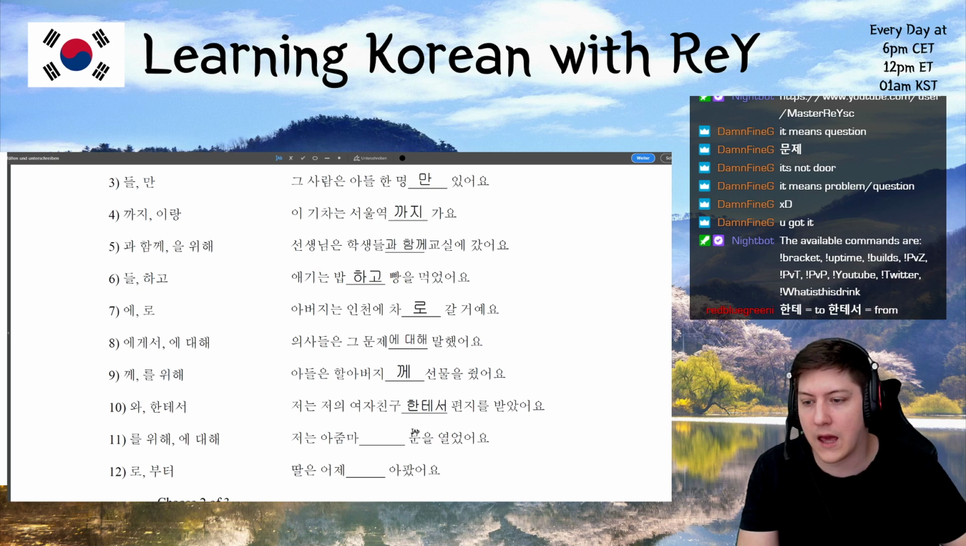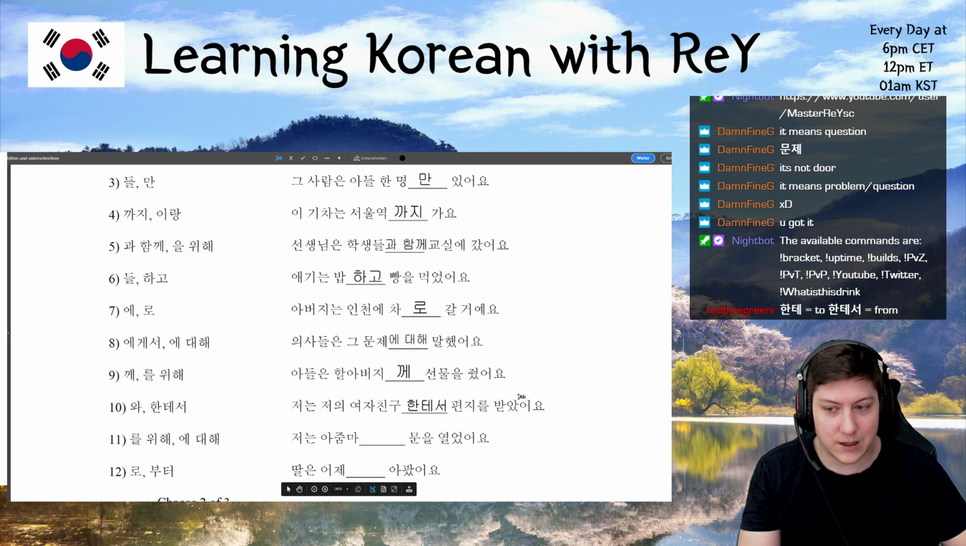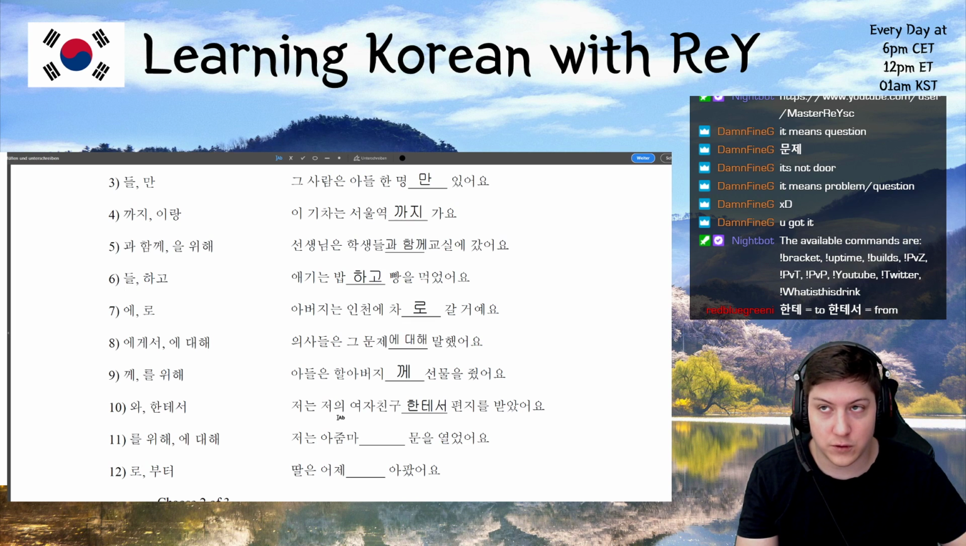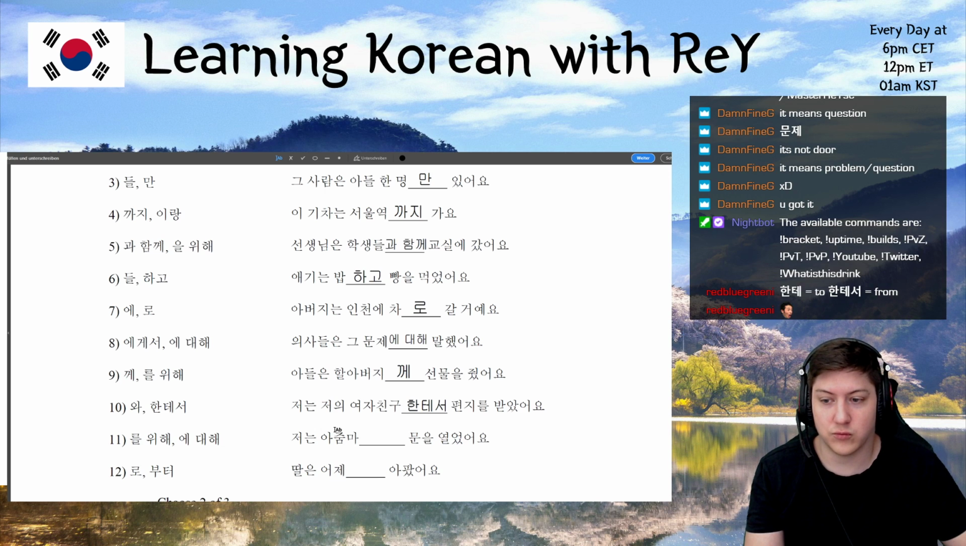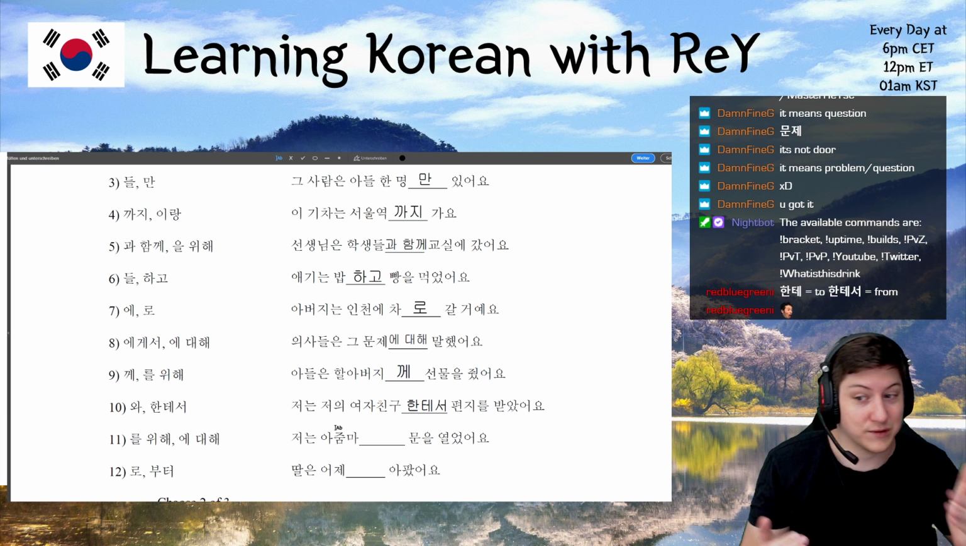Ajumma. Okay, this again is a word that I've not learned, but I can figure out what it is because I know ajumoni. And then I know the short form of mother is eomma. So I will assume that ajumma is like the short casual form of older woman, just some older woman that I'm friends with, stuff like that.